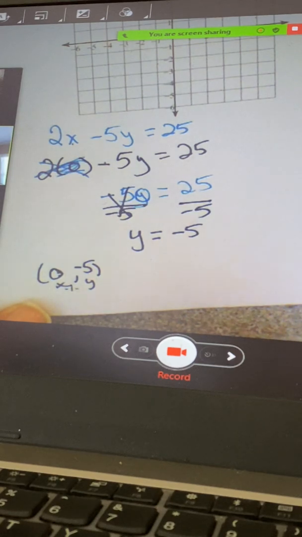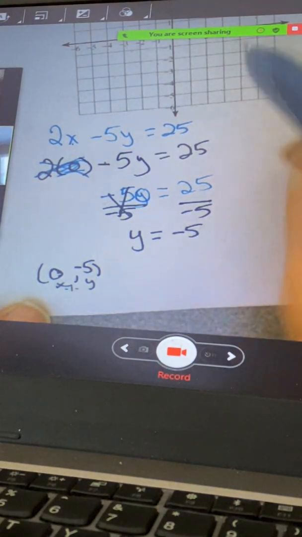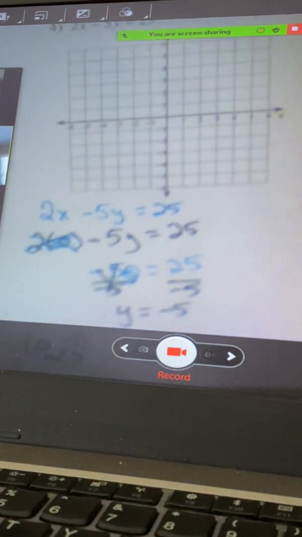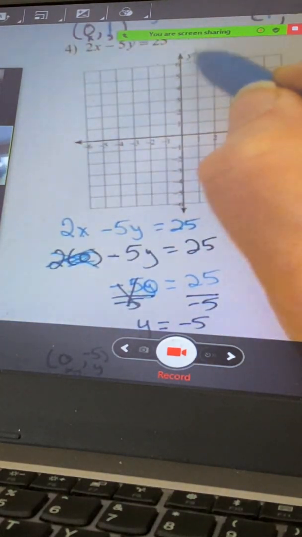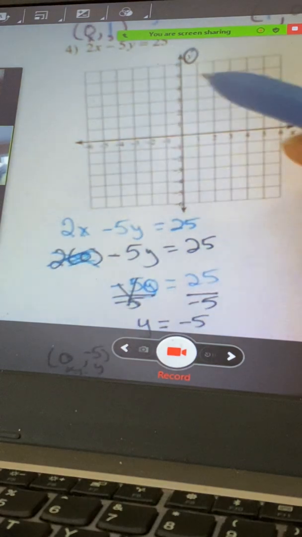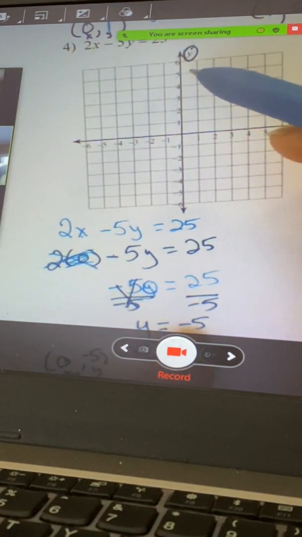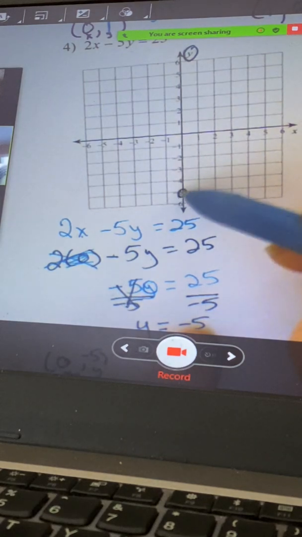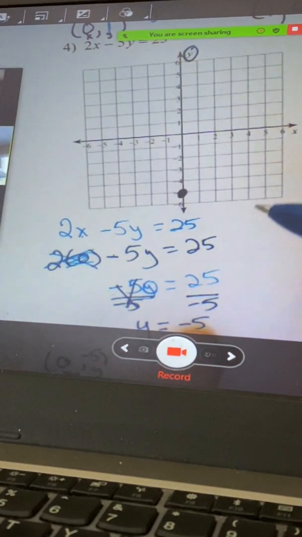Now that's an easy graph. You just got to go to the negative 5 on the y. See y? See how you got a y right here? It tells you which axis you're working on. So we're going to go to y equals negative 5. Right down here to the negative 5, put it down. Y equals negative 5. That's your first stop.